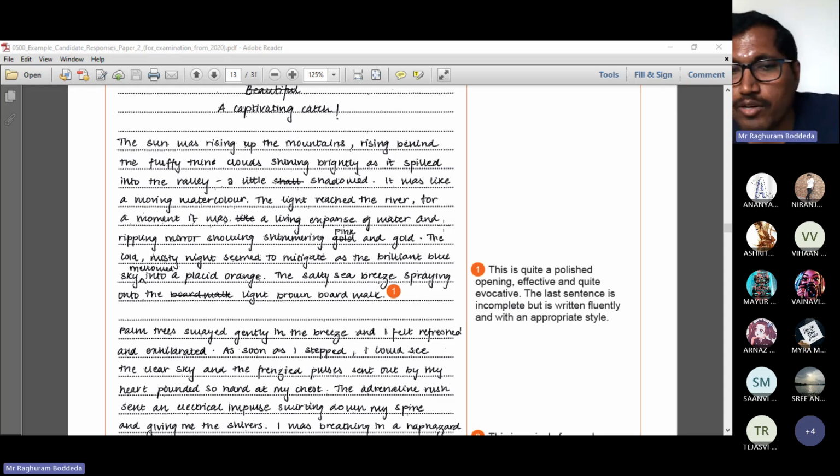Now you tell me, what is this paragraph stating about? Without looking at the comment, okay?